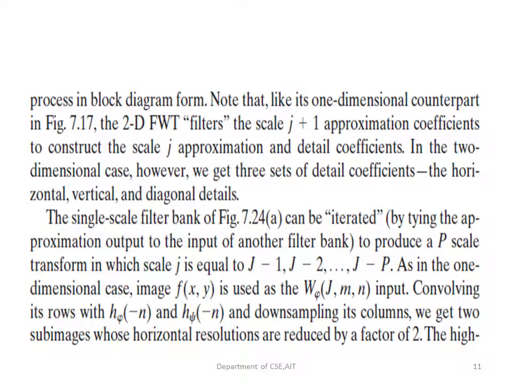The figure A, what we have seen in the block diagram form, is there. The filter bank of this figure can be iterated to produce a p-scale transform in which the scale of j will be equal to j minus 1 to j minus p. As in the one-dimensional case, the image f of x,y is used as W of phi j of m,n input. Convolving its rows with the h of phi and the h of psi and downsampling its columns, we will get the two sub-images whose horizontal resolutions are reduced by a factor of 2.